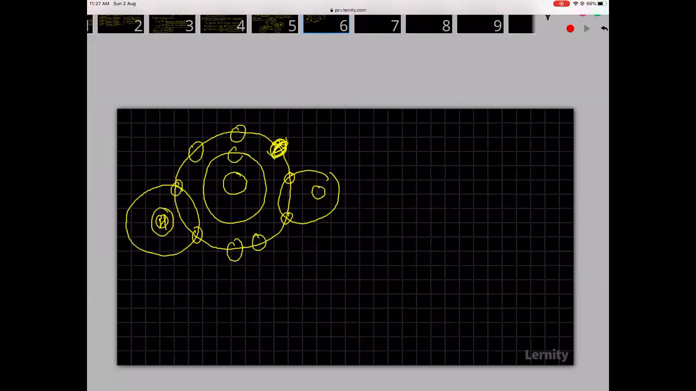So now you see oxygen is having 1, 2, 3, 4, 5, 6, 7, 8. Hydrogen is also having 2. This hydrogen is also having 2. So now they are all having nearest noble gas configuration. So this is the way you can demonstrate.